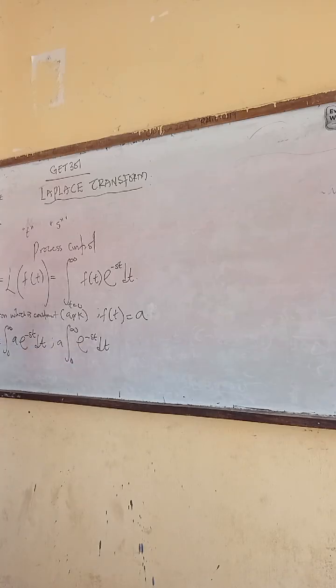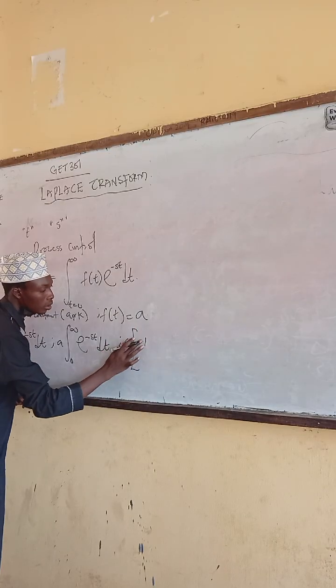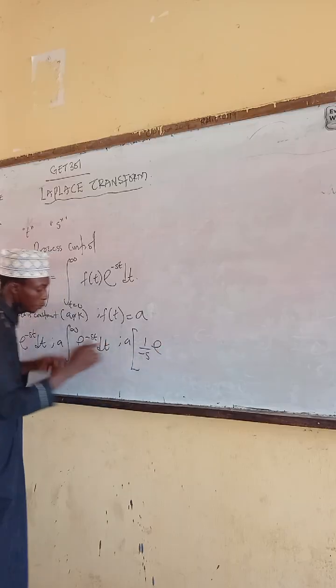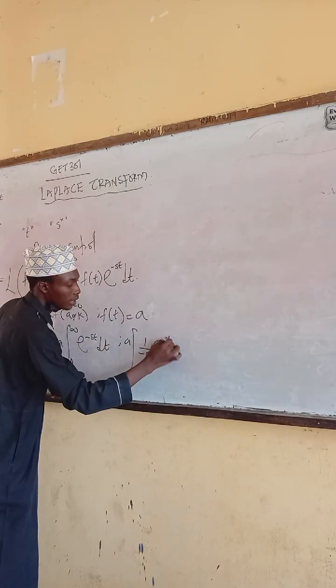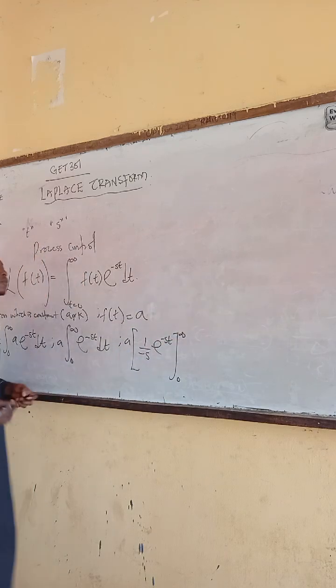What is beside t here? Minus s. Right? So you have an open bracket, 1 over minus s, exponential minus st. Just repeat the same thing. So you put your limit 0 to infinity.